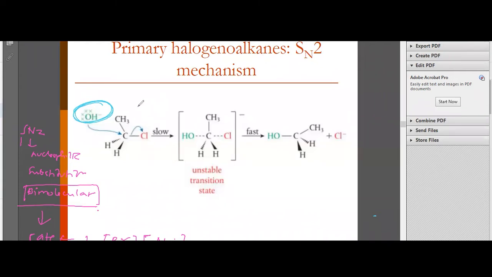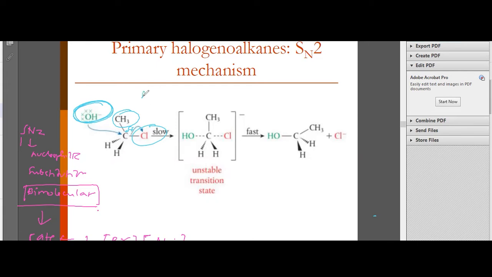A large group cannot attack the C positive if the surroundings have a very large group as well. So OH minus will try to reach the C positive when hydrogen atoms are bonded to the C. This is a large group, CH3 is a large group, Cl is a large group, so it tries to find a position. Because hydrogen is very small, it leaves a large space to reach the C positive.